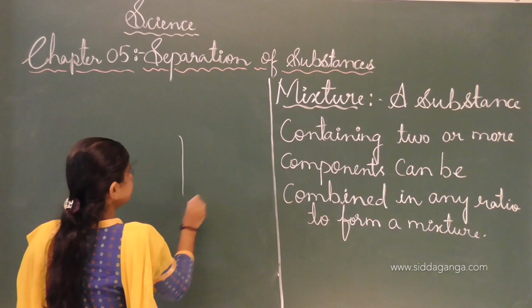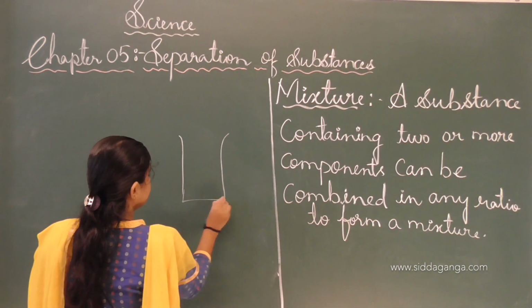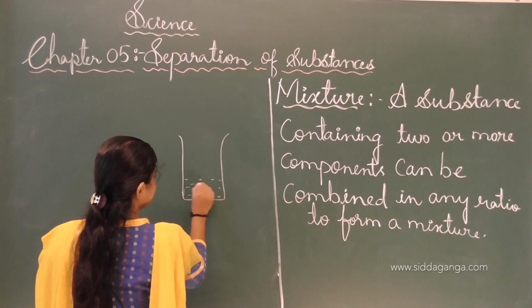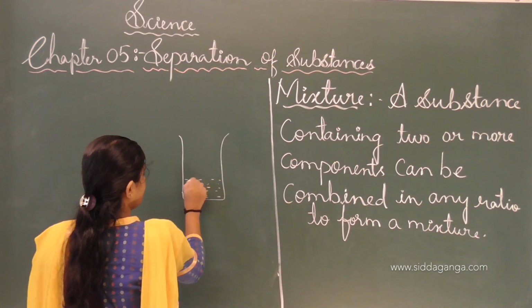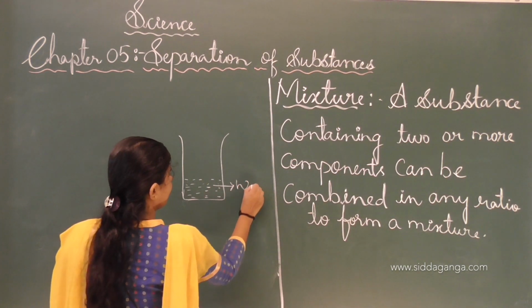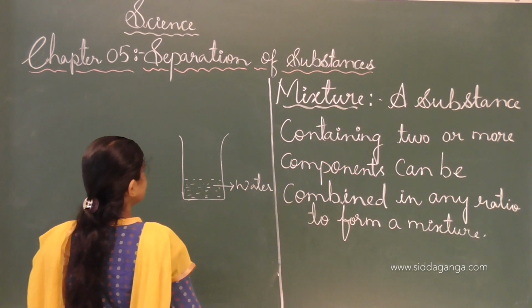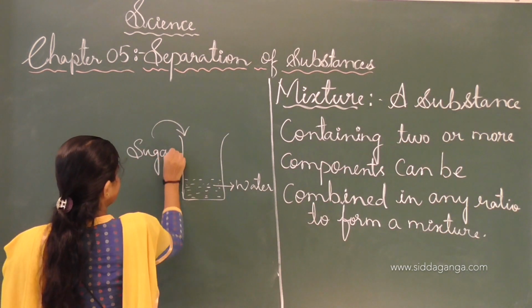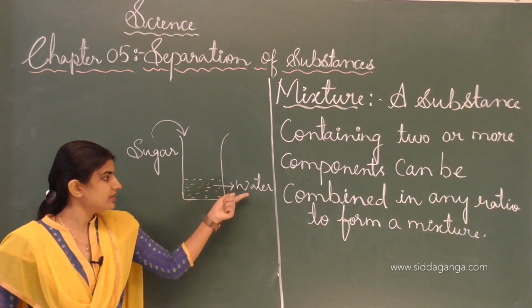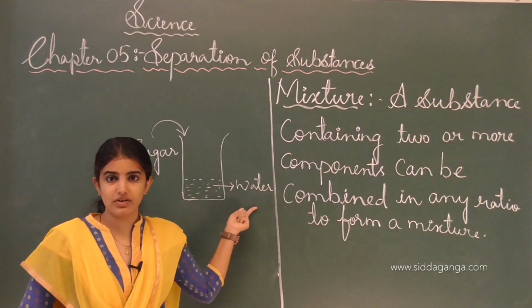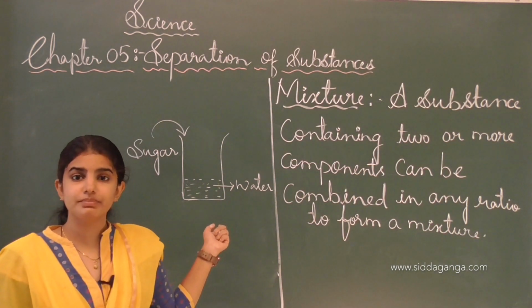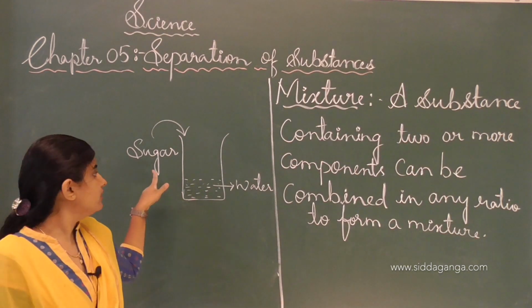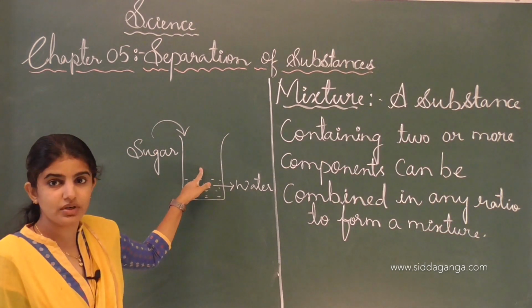Consider this is the beaker. In this beaker, water is present. And also sugar is added to the water. Here water acts as a solvent because it dissolves many solutes, and the sugar acts as a solute which we have to pour into the water.